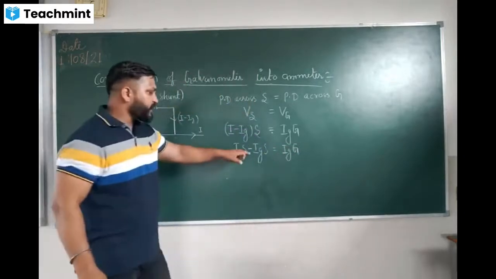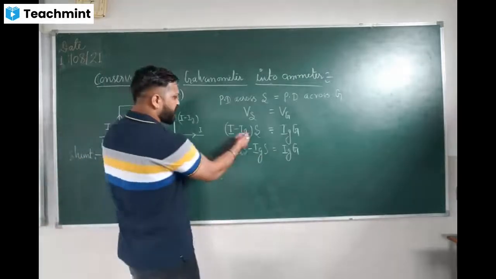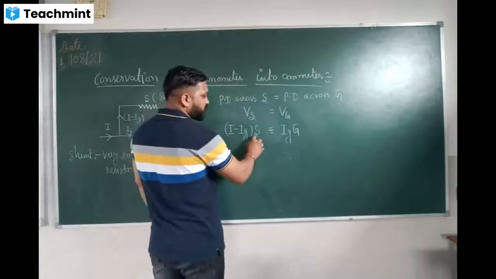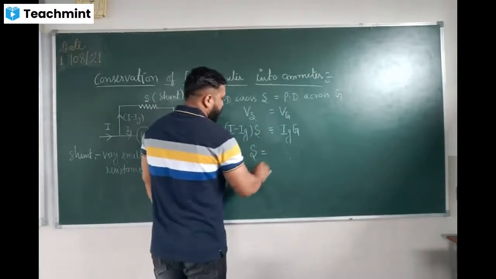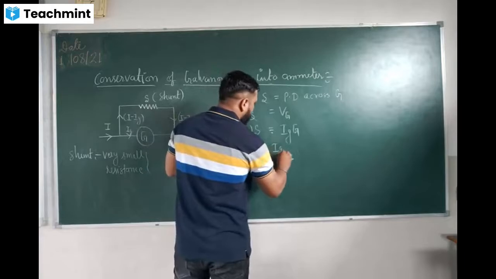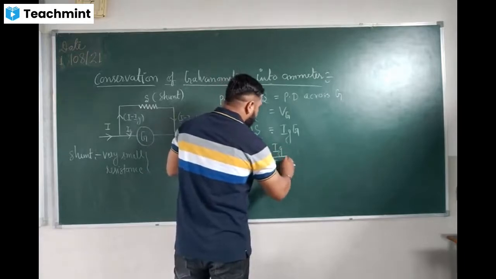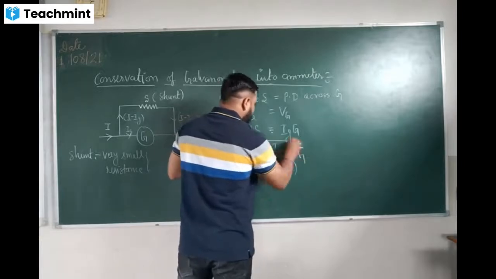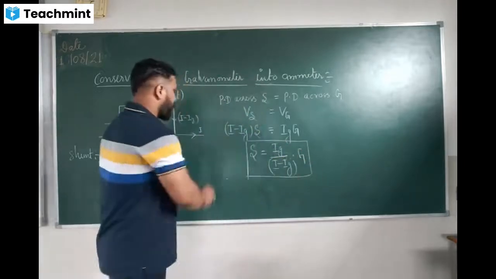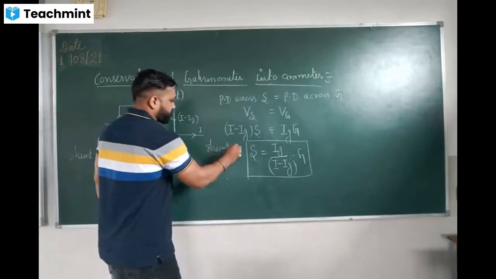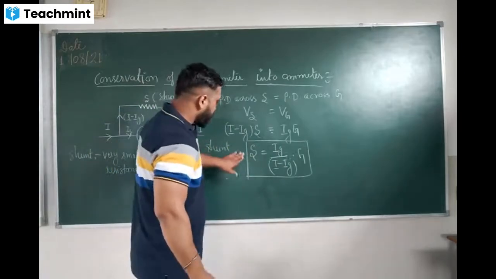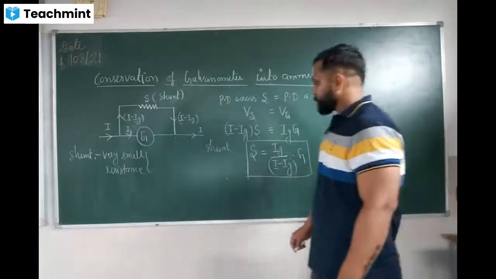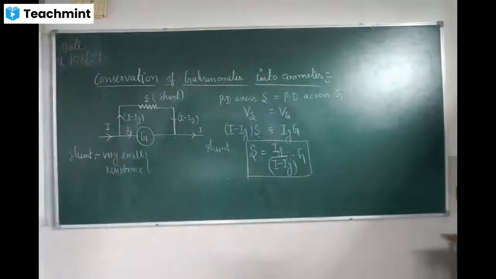Now what we need to find out is the value of the shunt. So the shunt S is equal to Ig upon I minus Ig, into G. This is how you can find out the value of the shunt. That is given by S equals Ig upon (I minus Ig) into G. Note it.